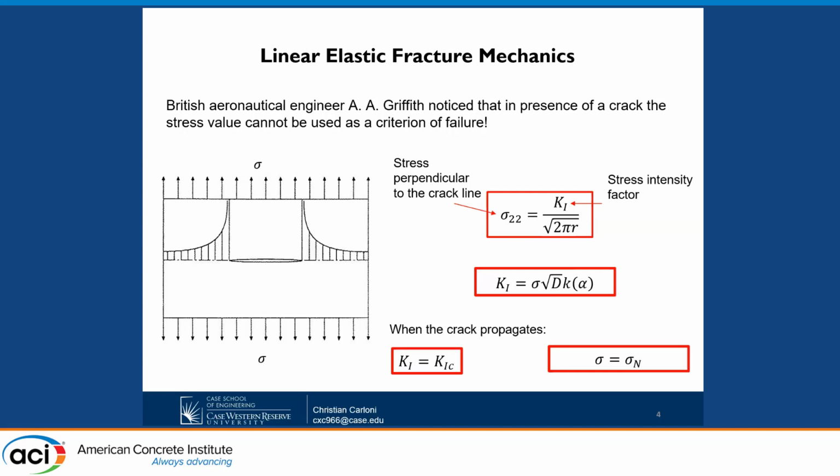And when the crack propagates, the term on top, K1, becomes a critical value that is a material property. You can test it. There are ASTM standards for that. And the stress became the peak stress your material can take. And that K1C, that material property, is called the fracture toughness in fracture mechanics.